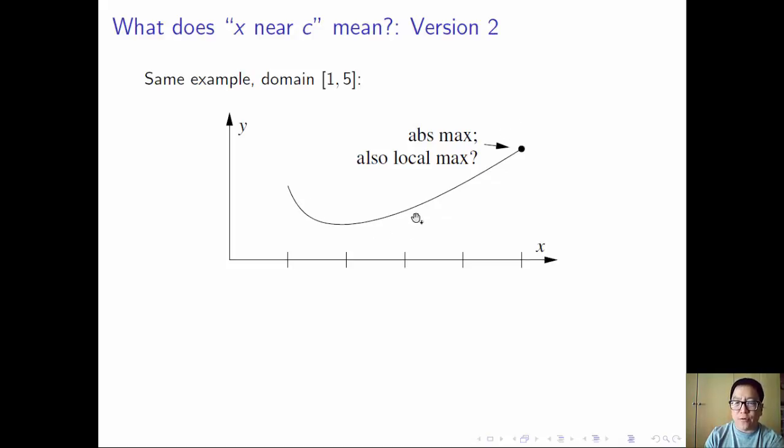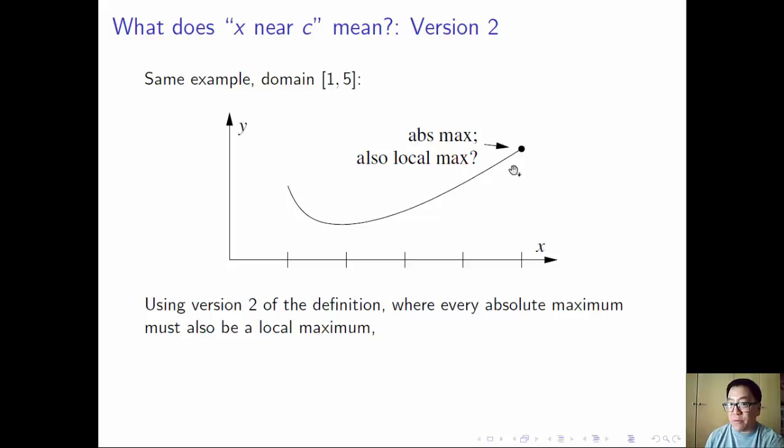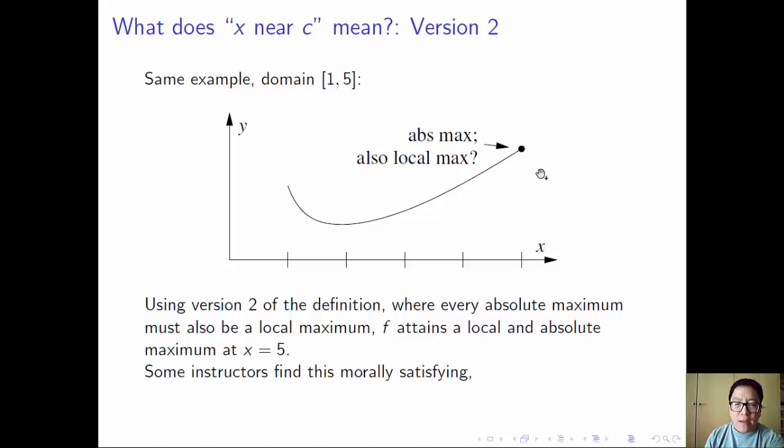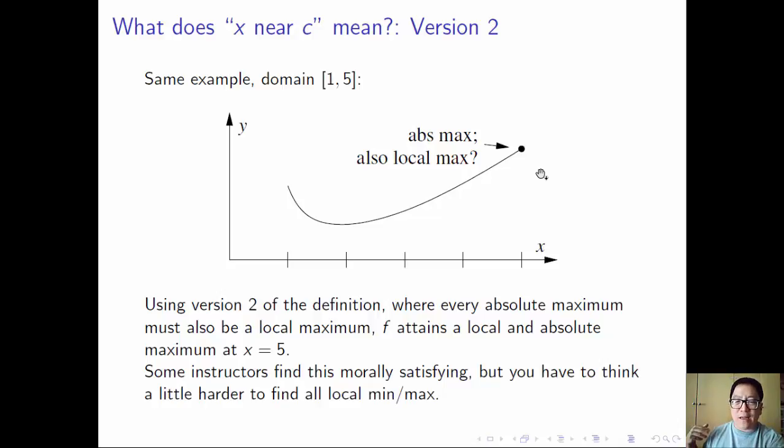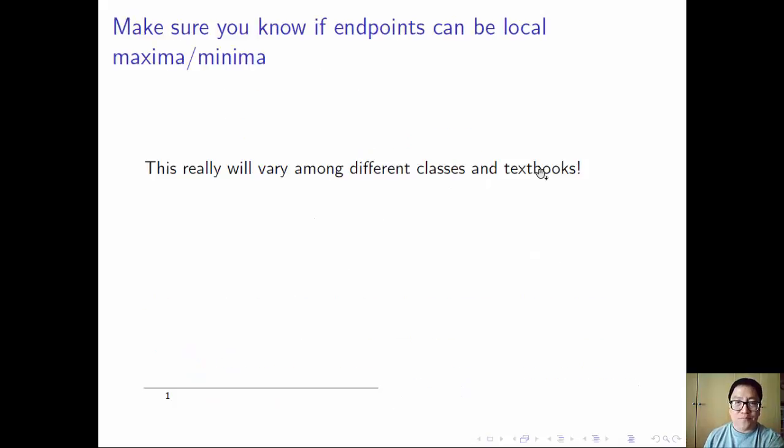Here's the same example on the domain [1, 5] again. In version 2, the question is, we have here an absolute maximum, is this also a local maximum? In version 2 of the definition, where every absolute maximum must also be a local maximum, then f attains a local and absolute maximum when x equals 5. You may find this morally satisfying. It sort of makes sense. If you're the tallest person in America, then you've got to be the tallest person in San Jose, right? But on the other hand, you have to think a little harder to find all the local maxima and minima, and so often this is not the definition that people use, just because it makes the actual process of finding local minima and maxima more difficult.